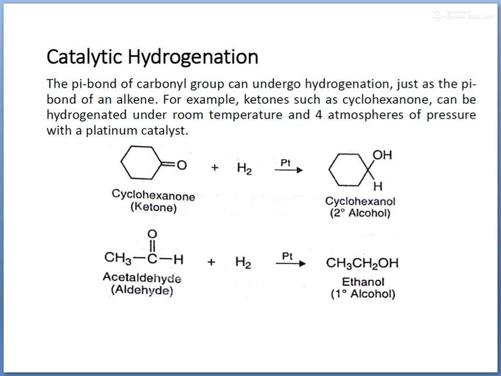Let us see another example for catalytic hydrogenation using platinum catalyst. Here a cyclohexanone, that is a ketone, is hydrogenated using platinum catalyst, and we get cyclohexanol. The carbonyl group is reduced to the OH. This is a secondary alcohol. Now if we are taking an aldehyde, that is acetaldehyde, using the same catalyst and condition, we get ethanol, that is a primary alcohol.